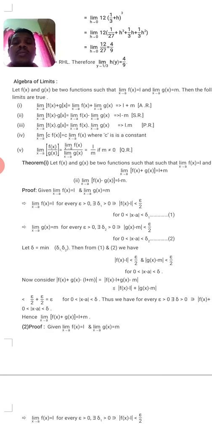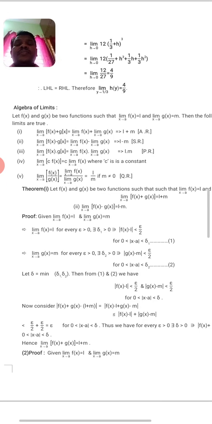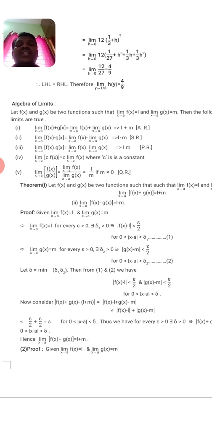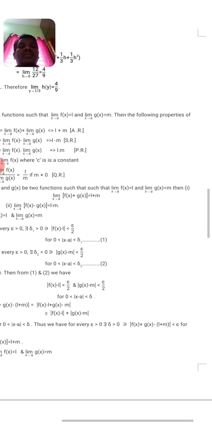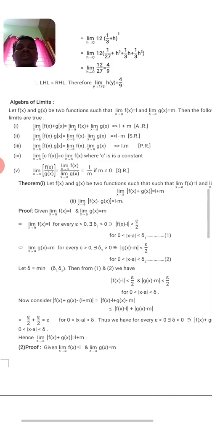Dear students, in this video I will explain some algebra of limits. Here we shall discuss some important properties in differential calculus. That is, let f(x) and g(x) be two functions such that the limit as x tends to a of f(x) is equal to L, and the limit as x tends to a of g(x) is equal to M. Then the following properties of limits are true.